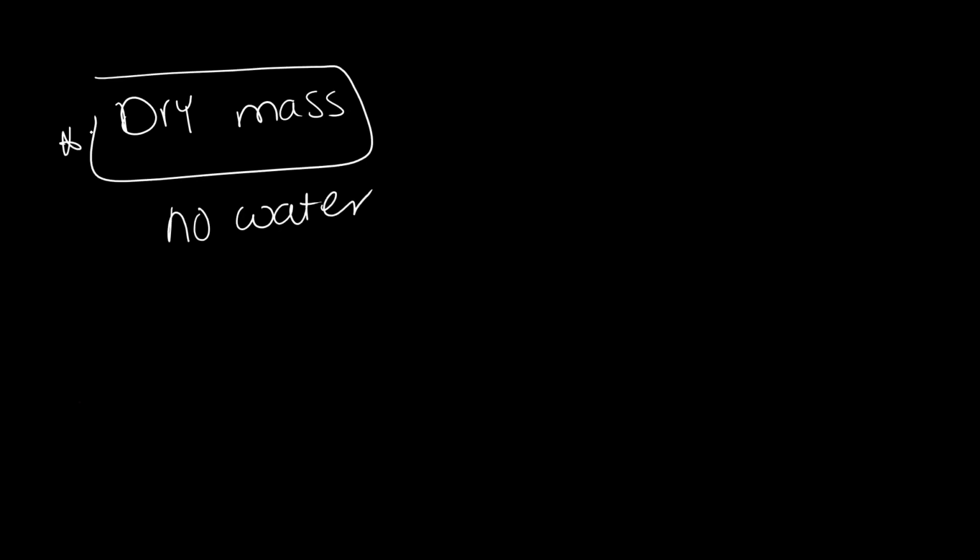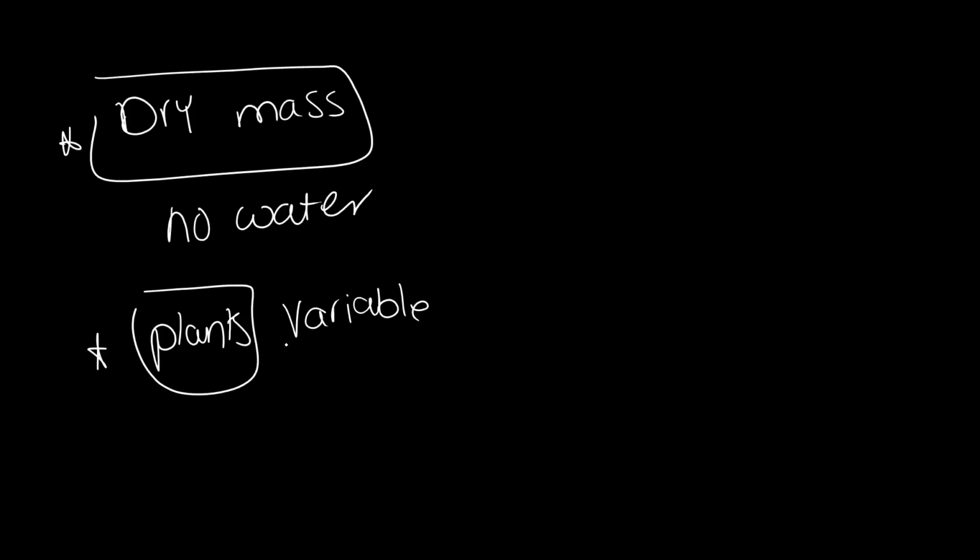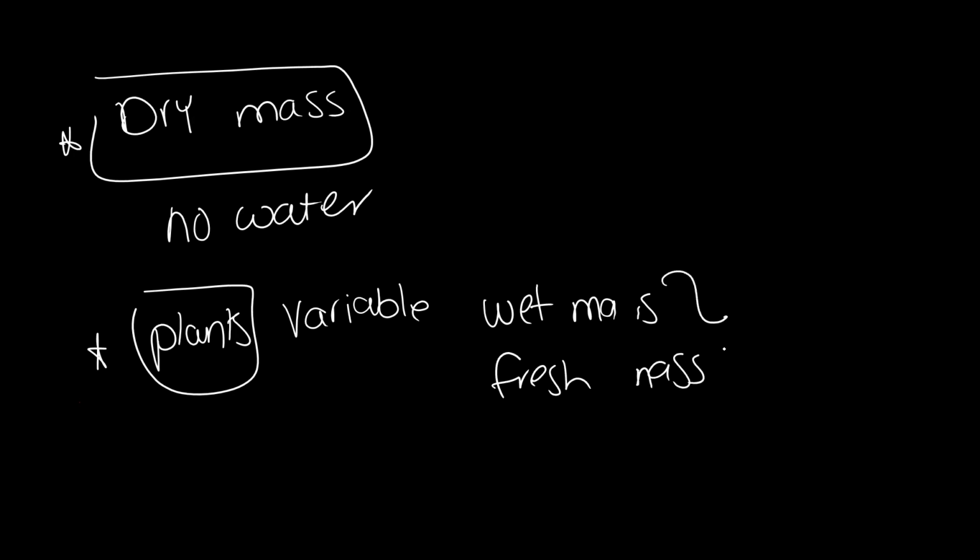And we always use dry mass when we come to measure the mass in plants, because the amount of water absorbed by plants is variable, even throughout the day. Plants in the morning, for example, when it is very sunny, absorb lots of water. And at night, when they are not photosynthesizing, they absorb little water. So the wet mass or the fresh mass is the mass with water. The dry mass is the mass without water.